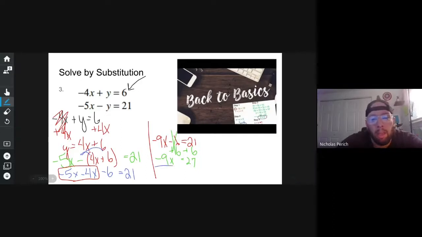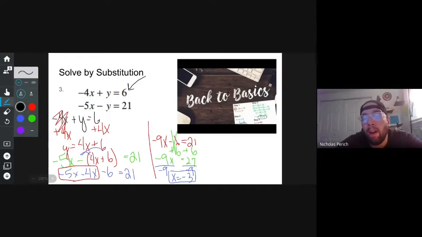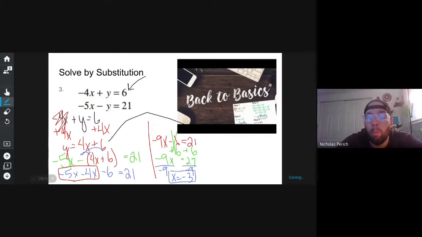Divide both sides by negative 9. And x equals negative 3. So that's the first part. X equals negative 3. What do I need to find? Y. The way I can find y is I'm going to take the thing here that says y equals, move that over here, and I'm going to write it out, y equals 4x, but instead of x, I just found out that x is negative 3.